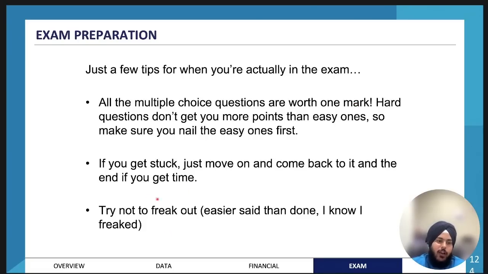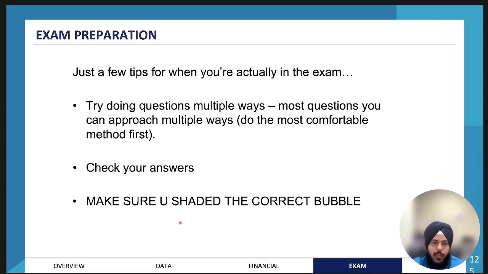And then try not to freak out. This is personally easier said than done. Definitely easier said than done. When you get into the exam room, that scenario just freaks you out naturally. So that's why I'm saying try and do the exam under those conditions, replicate those conditions as much as possible, so that you know how the exam works and you don't freak out when you actually get into the exam room.